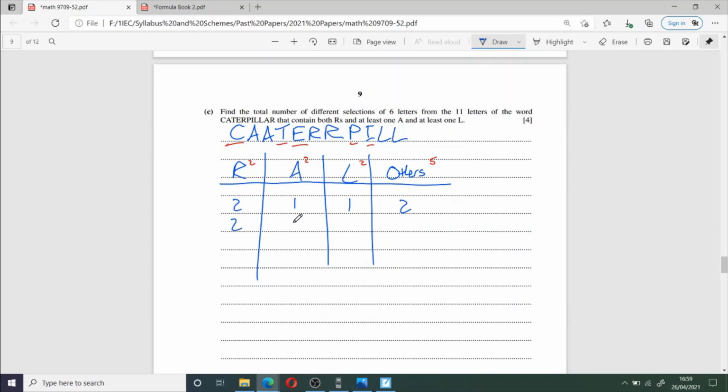Okay, 2 R's, 2 A's and 1 L would mean we'd need 1 other. 2 R's, 1 A and 2 L's would also be 1 other, and we could also have 2, 2 and 2: 2 R's, 2 A's, 2 L's and no others. Now you might be tempted to start writing 2 choose 2 times 2 choose 1 times 2 choose 1 times 5 choose 2.